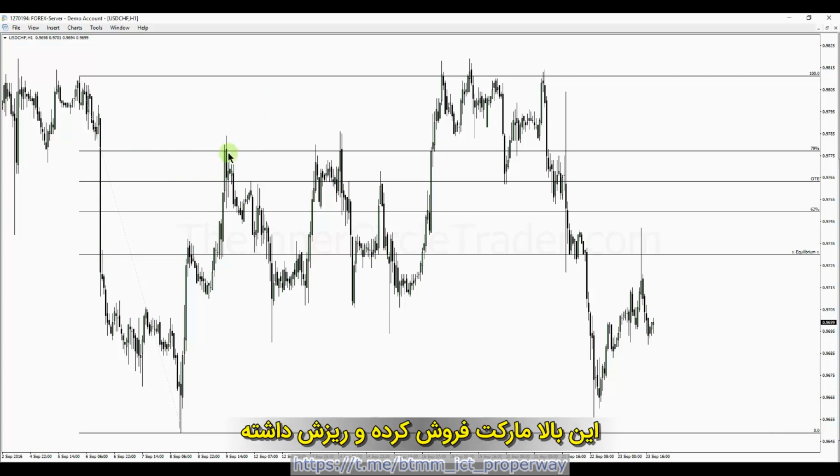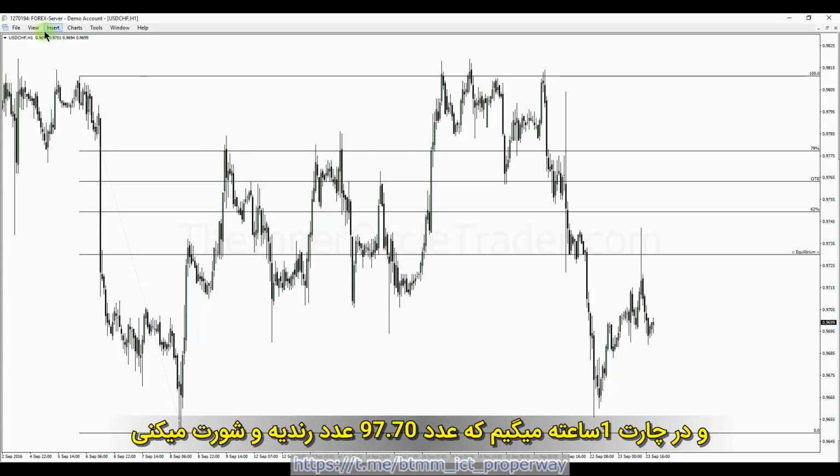Over here, the market sells off, and where are you going to be looking to take profits? You have a small little swing low here. You have a real good swing low here. So if you're getting short up here, and on an hourly basis, say we got short at 97.70, nice round number.